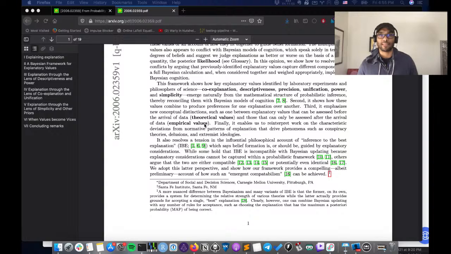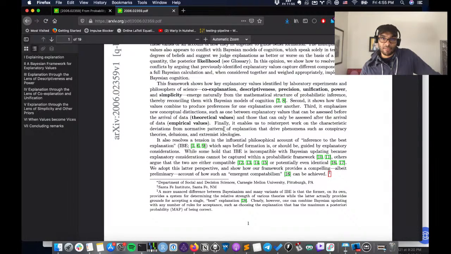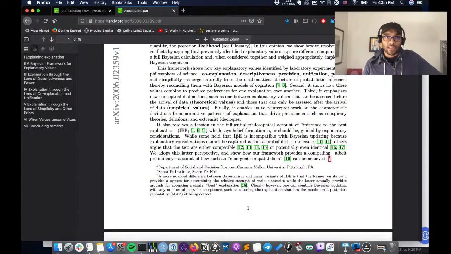It also removes a tension in the influential philosophical account of inference to the best. Let me stop. In all these conversations about explanations, our group has tended to veer off into, well, why do people believe in crazy stuff? And we try to figure out what is the element of an explanation that makes one come up with extreme explanations? This paper might be the first I've seen that addresses that question directly, so that's exciting.